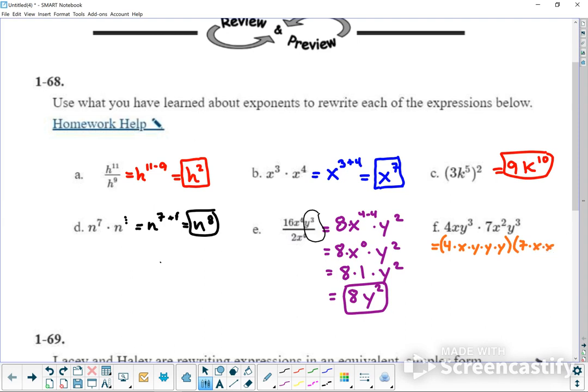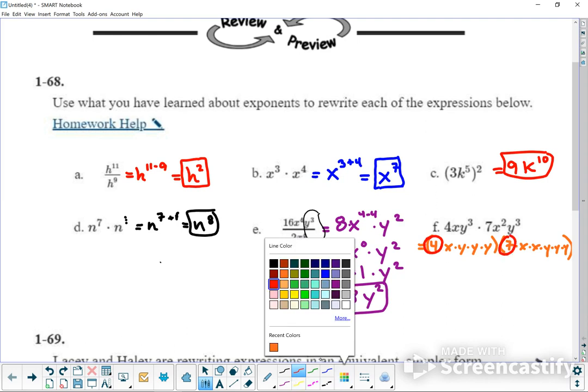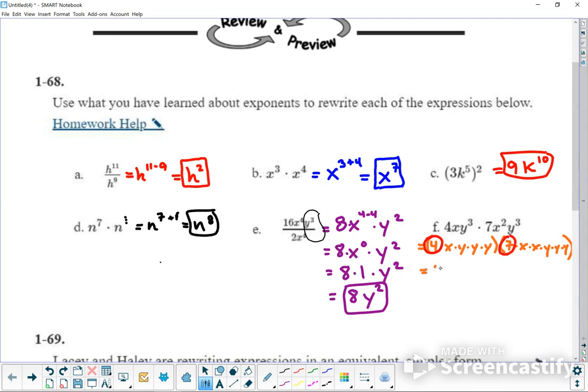Oh, out of space. Times y times y times y. Right, and then I'm going to go ahead and multiply this together, meaning put them together. So I got 4 and 7. Now it gives me 28. And then I got my x's. It looks like I got 1 here, and I got 2 here. So that means I have 3 of them. So x to the third.